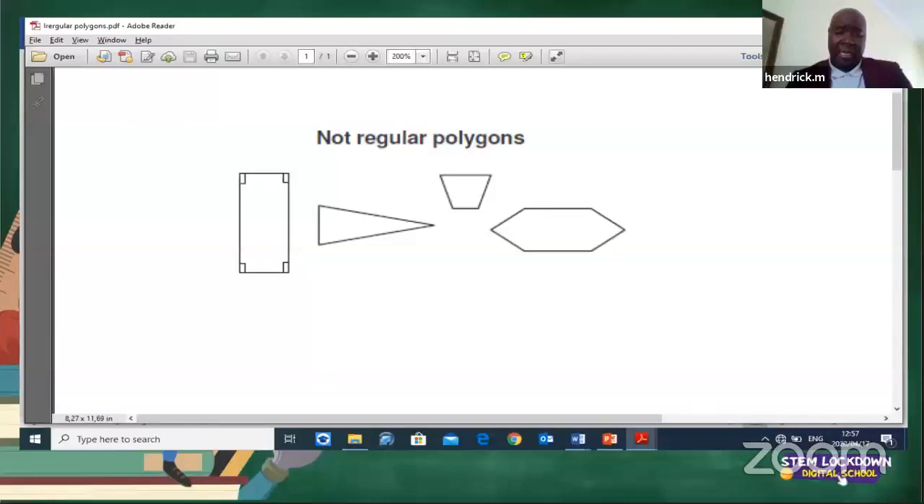We have another irregular polygon, and we need to find the perimeter of the sides. One of the sides is 31.